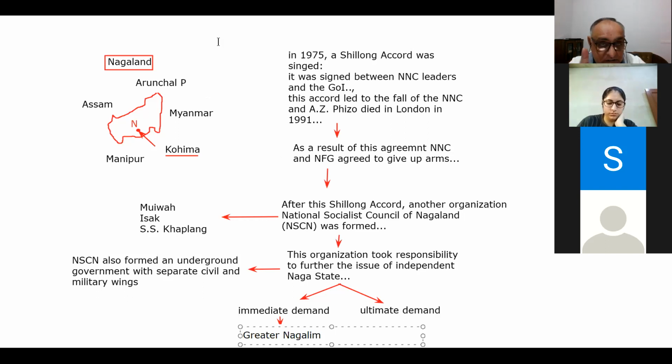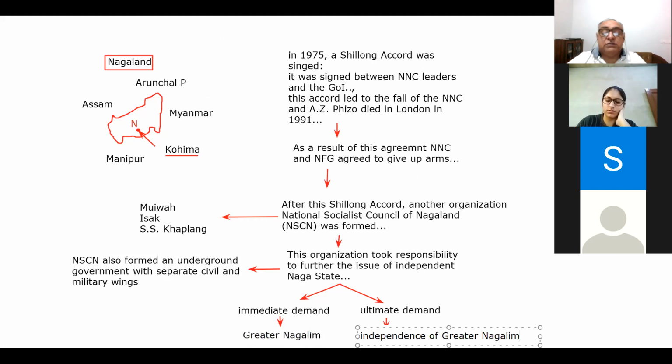And their ultimate demand was, after getting the Greater Nagaland, then to proceed for independence of Greater Nagaland. फिर कहते हम Greater Nagaland की independence के लिए फाइट करें. So इस तरीके से कहते हम इसको separate कर लेंगे, right? So that was their basic thing. Okay. So then what happened?